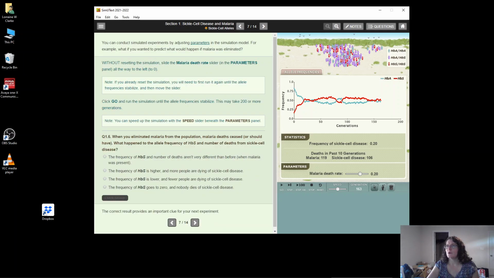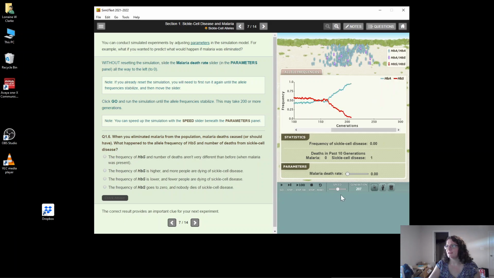Okay. Without resetting the simulation, slide the malaria death rate slider all the way to the left. Whoa. You're outside of the realm of malaria. It's going to pop up in the lecture that you were getting today as well, okay? Right. Let's go. And we're going to make it stabilize. No more ups and downs, okay? Go.